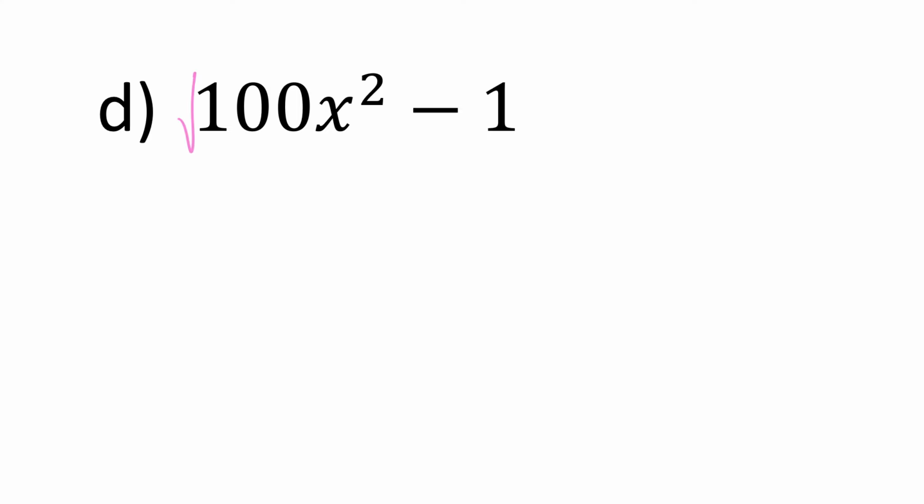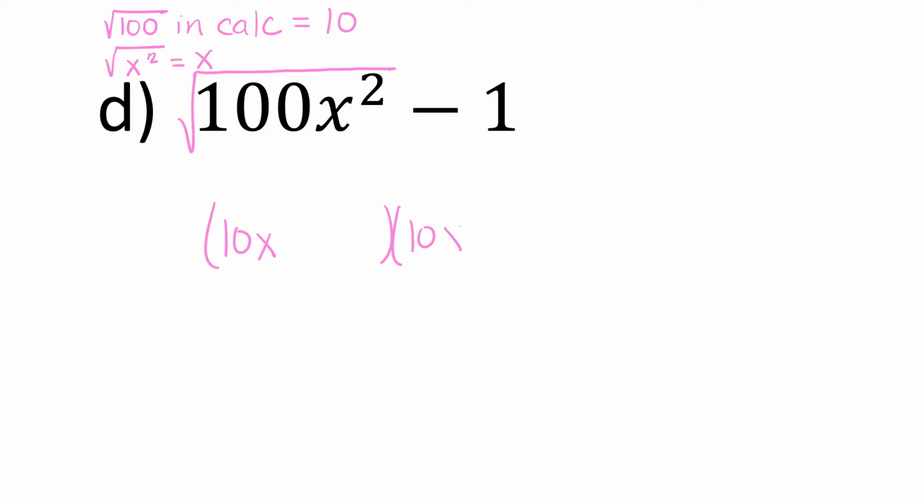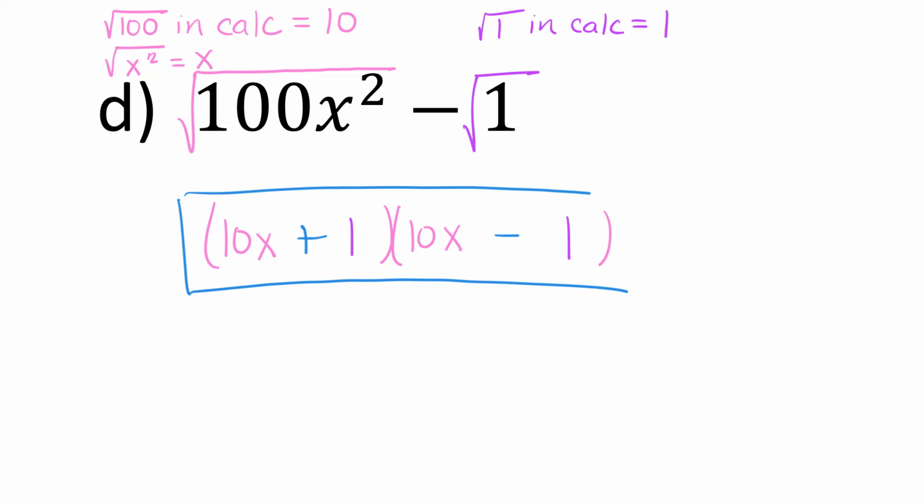The square root of 100 is 10. The square root of x squared is x. So 10x is at the beginning. And then the square root of 1 is 1. One is a plus and one is a minus.